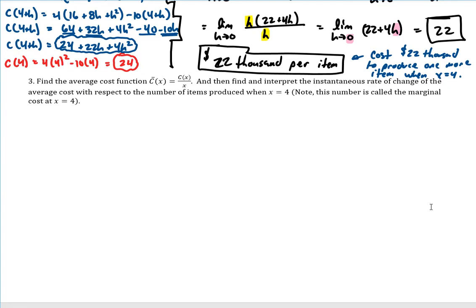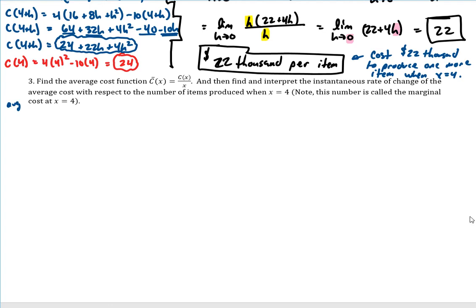Okay, let's look at number 3 here, where it says find the average cost function. So the average cost function is taking your cost function and dividing it by x. So it's got the c bar, and this is how it's denoted. So the average cost is c bar of x equals c of x over x. And then we'll find and interpret the instantaneous rate of change of the average cost with respect to the number of items produced when x equals 4. Again, this would be called the marginal average cost. Let's put that. That'd be the marginal average cost.